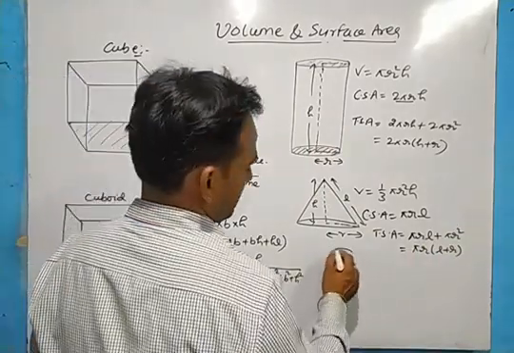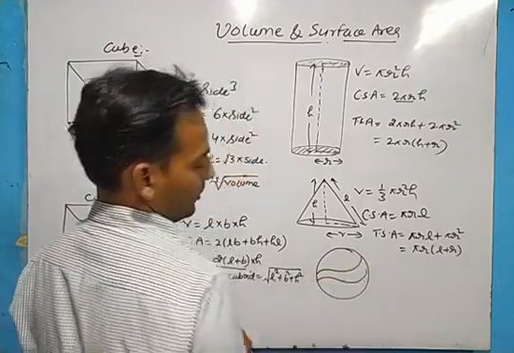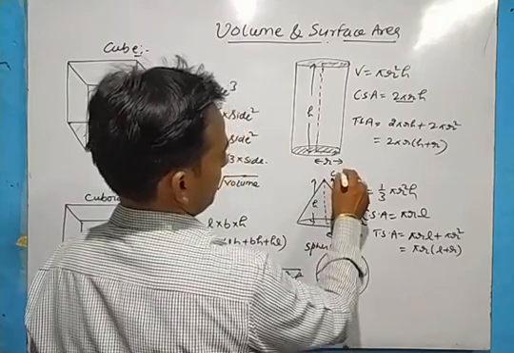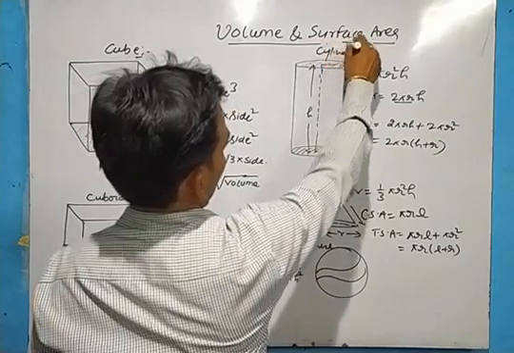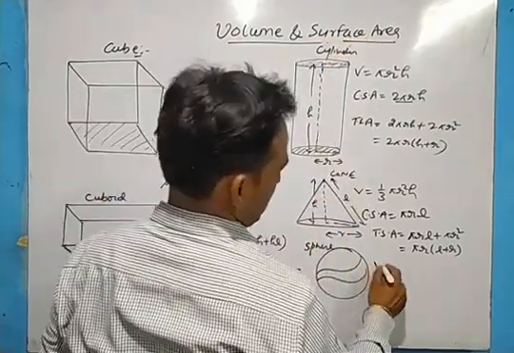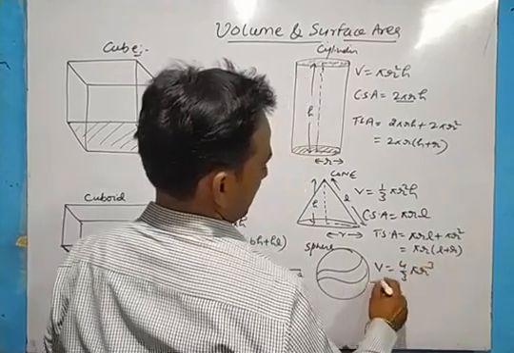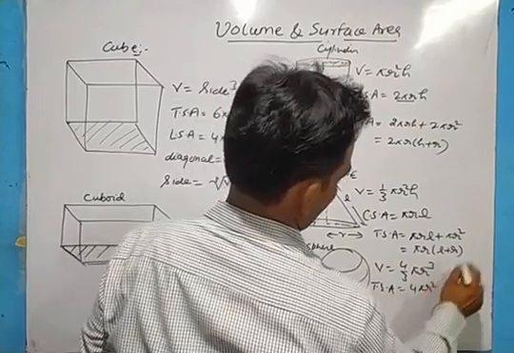After that we have sphere. Remember that, sphere. So I am making it like a ball. Sphere. This is cone. This is cylinder. Okay. So volume of sphere is 4/3 pi r cube. And total surface area is 4 pi r square.